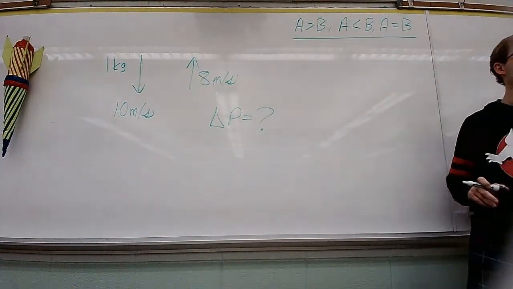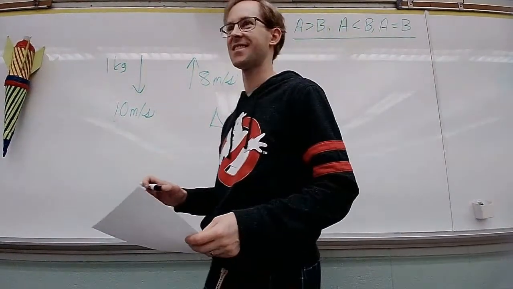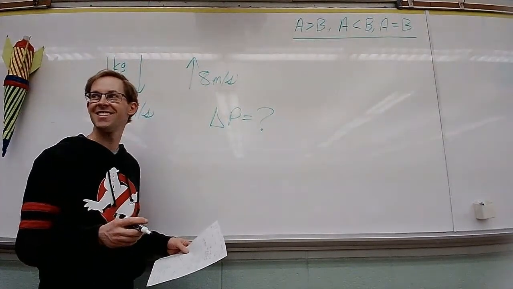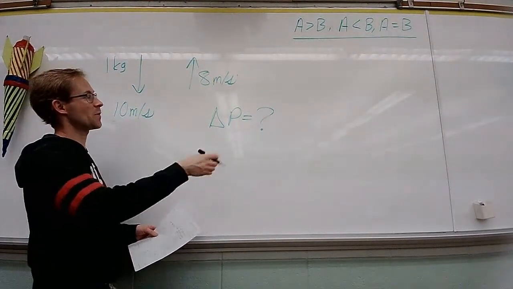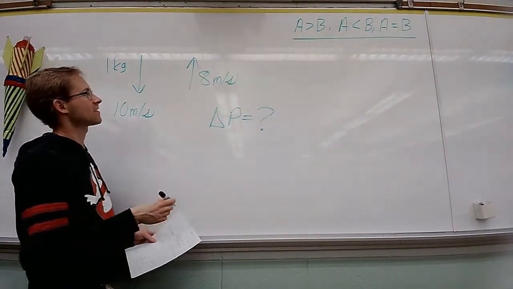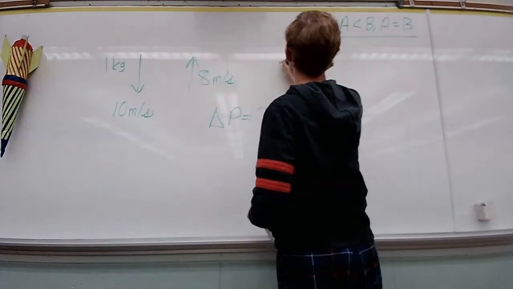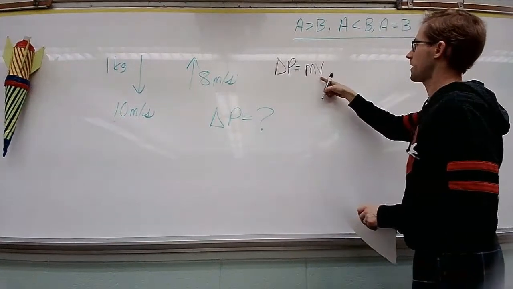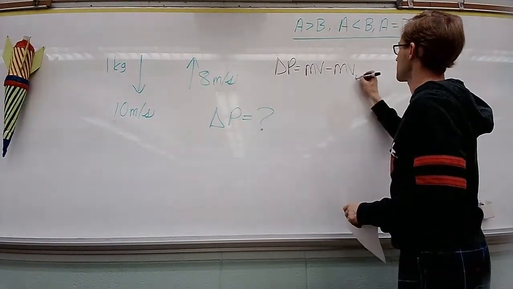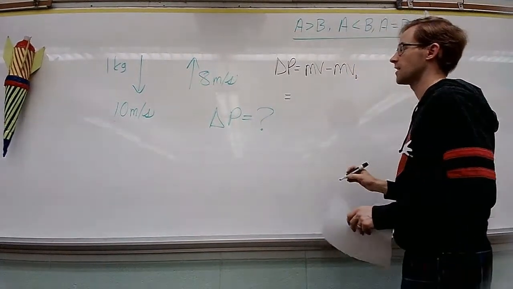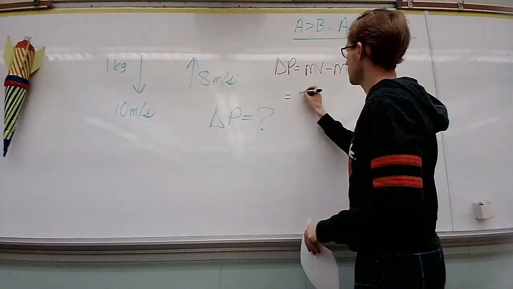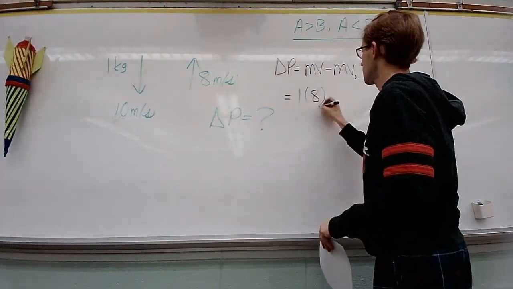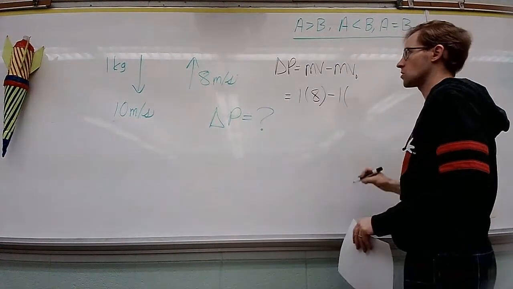Anybody get 18? No, man, it's okay. So, yeah, change in momentum is just final minus original. Mass times final velocity minus mass times original velocity is how we'd calculate this. So we know the mass is equal to 1. So 1 times the final velocity, final is going to be 8, minus the mass times the original velocity.